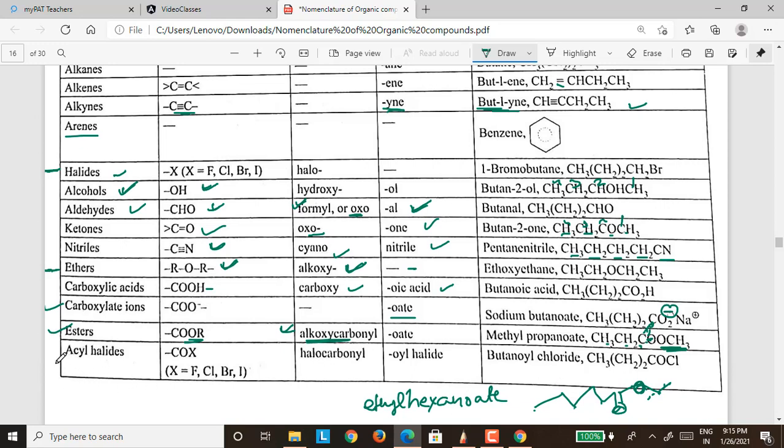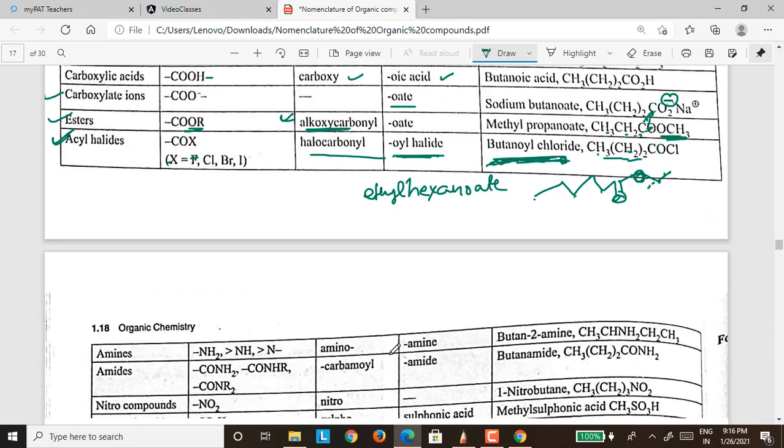In acyl halide, suppose you take acyl halide, then what name will come? In acyl halide COCl, you give oyl halide. So butanoyl chloride, you give butanoyl chloride. CH3CH2CH2COCl. How many carbons? 1, 2, 3, 4. Four carbons, so butanoyl chloride; pentanoyl chloride, hexanoyl chloride, like this will come. So this you have to remember and practice.